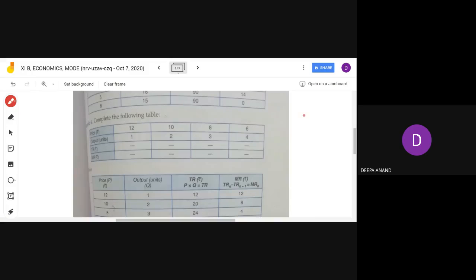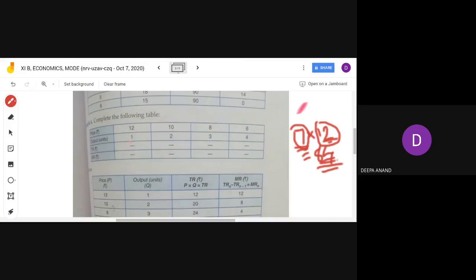Look, suppose 7 units you have purchased at 12 rupees. What is the total cost? 84. That means 7 units purchased at 12 rupees, the total cost is 84. Likewise, if you have sold 7 units at 12 rupees, what is the total revenue? 84.